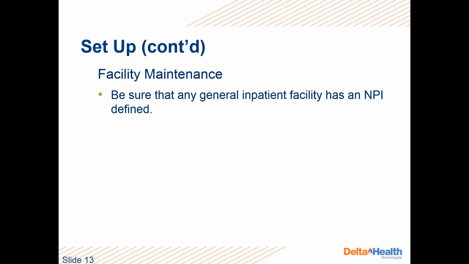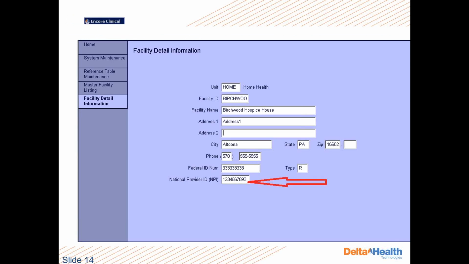Another thing to point out, which may not be applicable, you may have already done this, is to be sure that any general inpatient facility that you provide services in for your hospice clients has an NPI defined. For example, in slide 14, we show an NPI populated in facility detail information and facility maintenance in Encore Clinical.